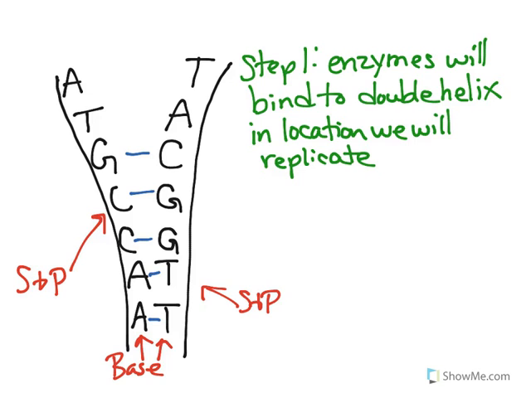So step one of DNA replication is we're going to pick a location that we're going to start to replicate. Enzymes are going to come in and bind to the double helix DNA in the location that we would like to replicate.